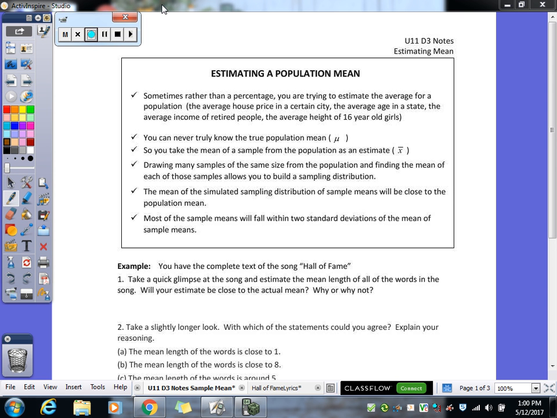So whenever we're talking about our sample proportions, what do we use? We don't use P for that one. Our sample proportions were our what? P hat.